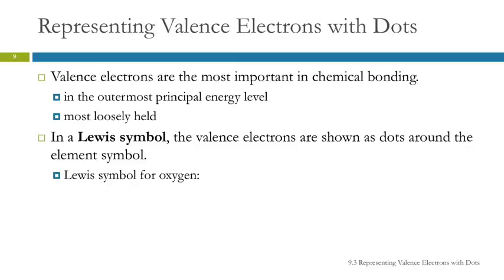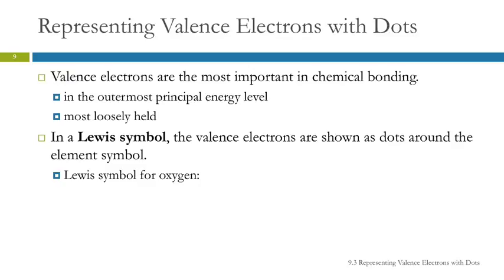So how do we do these electron dot structures? We're talking here about the valence electrons, and just as a reminder, those are the electrons in the outermost or highest principal energy level. They're the furthest from the nucleus. They're the most loosely held.